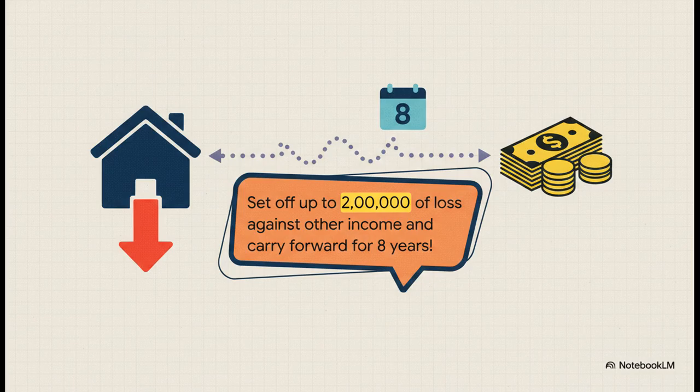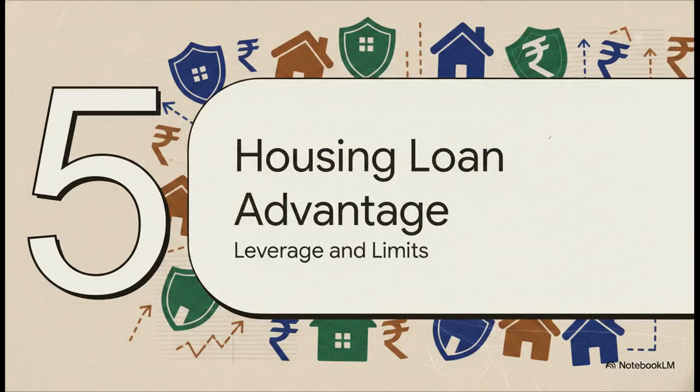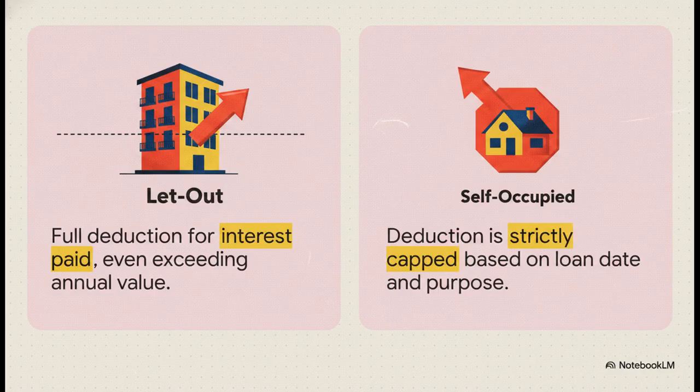Just remember, pay close attention to this. If you have opted for the new default tax regime under Section 115BAC, this total set-off against other income heads is not allowed. And that brings us to Section 5, the Housing Loan Advantage, Leverage and Limits. Let's move to and see how this builds on our previous calculations.